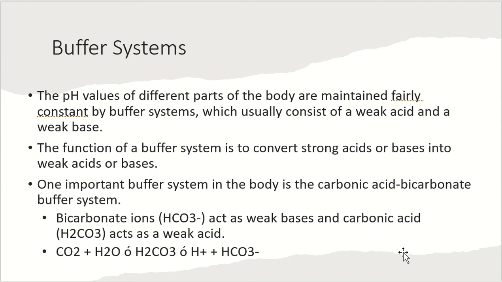The pH values of different parts of the body are maintained fairly constantly by a buffer system, and this consists of a weak acid and a weak base. The function of that buffer system is to convert strong acids or bases into weak acids or bases. It really helps to keep everything in the appropriate range. It means you have to put in a lot of very acidic stuff or a lot of very basic stuff to have any change in your pH.